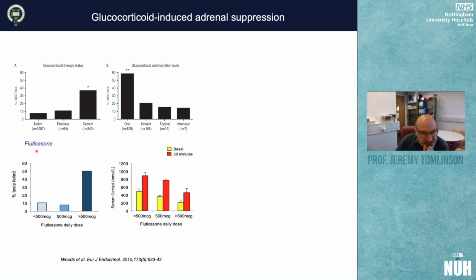We drill down a little bit on fluticasone, again, a commonly used potent inhaled glucocorticoid. You can see here, once you're onto reasonably punchy doses, 250 micrograms a day, 50% of people are failing the Synacthen test. And when you look at the data, it maps out quite nicely: with increasing fluticasone daily doses, your basal cortisol falls and your 30-minute cortisol falls.